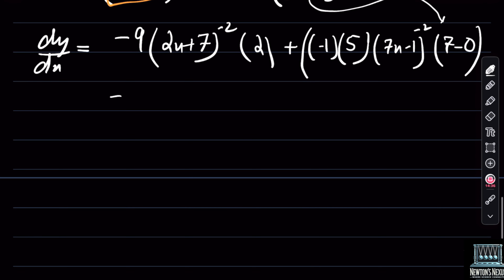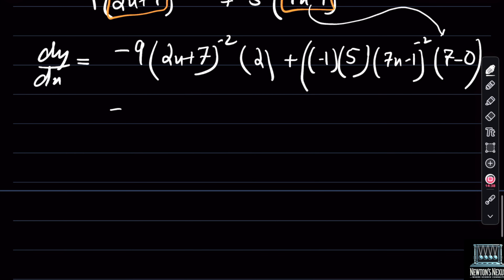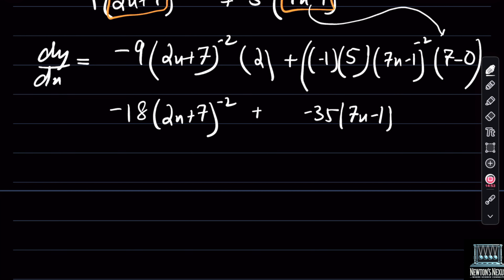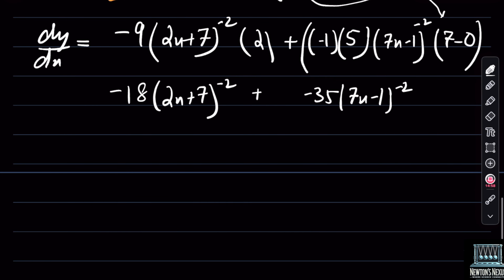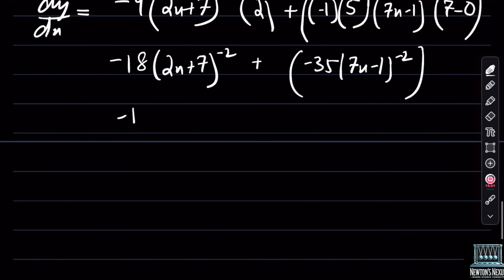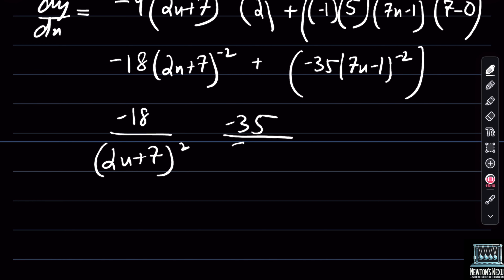So it becomes negative 9 into 2, negative 18. It becomes negative 18 into 2x plus 7 with the power of negative 2, plus negative 5 into 7, negative 35, into 7x minus 1 whole to the power of negative 2. Okay, so let me place a bracket here, and so it becomes negative 18 upon 2x plus 7 whole to the power of 2, and negative 35 divided by 7x minus 1 whole to the power of 2. Okay, so that's my dy by dx simplified.